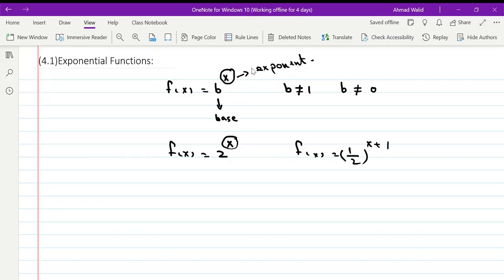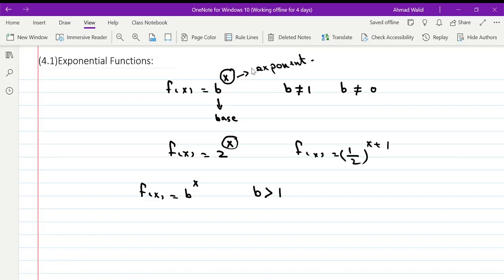There are two types of exponential function. The first type, f of x equals b to the power of x, but in this form, your b is always greater than 1. Correct? We call this type of exponential function an increasing exponential function, or some professors in some books gave a special name to this function. We call it exponential growth.